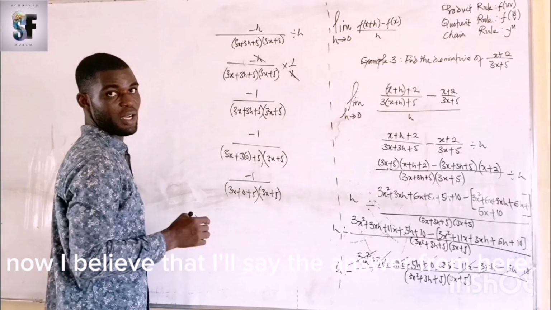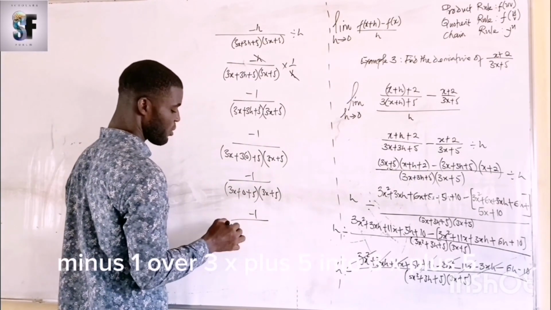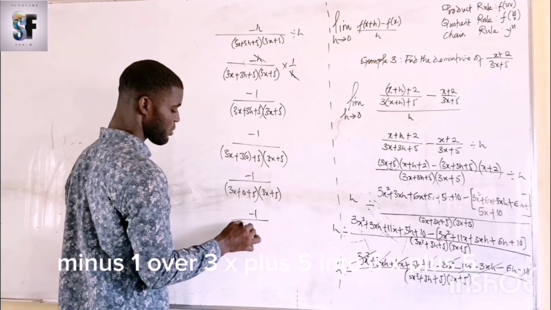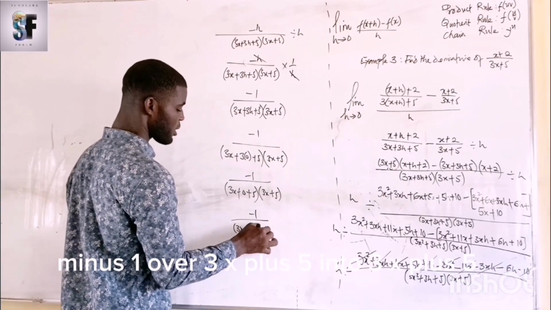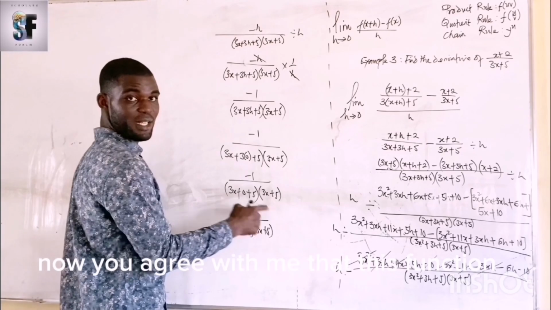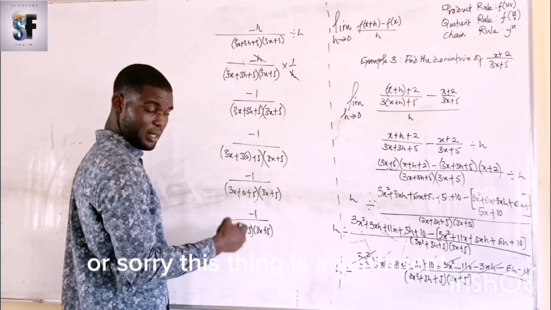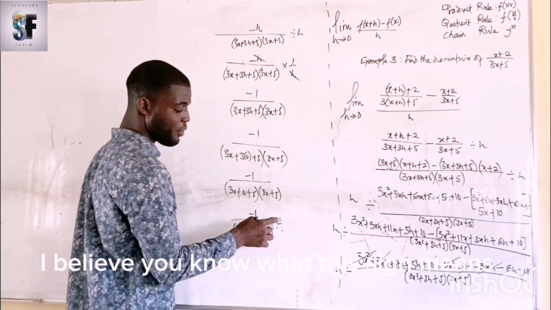Stay with me now. I believe that I'll see the answer from here. Minus 1 over 3x plus 5 into 3x plus 5. Now you can agree with me that this thing is the same thing. I believe you know what this sign means.